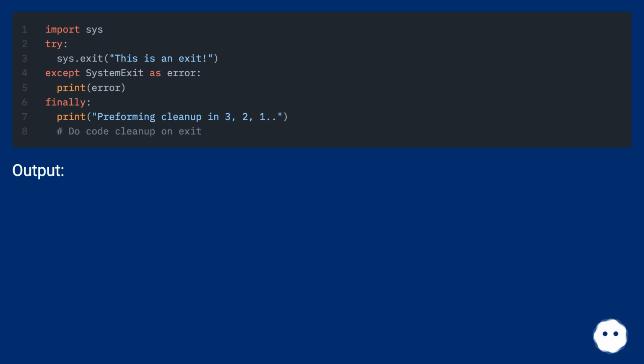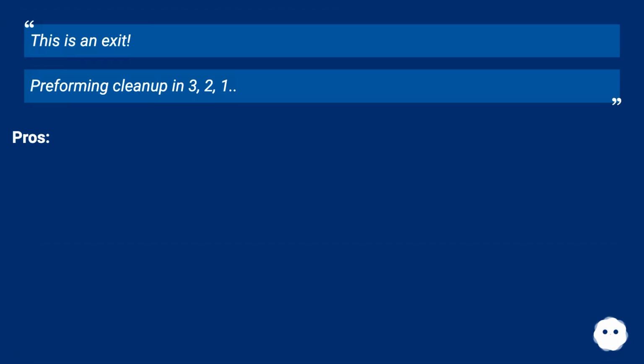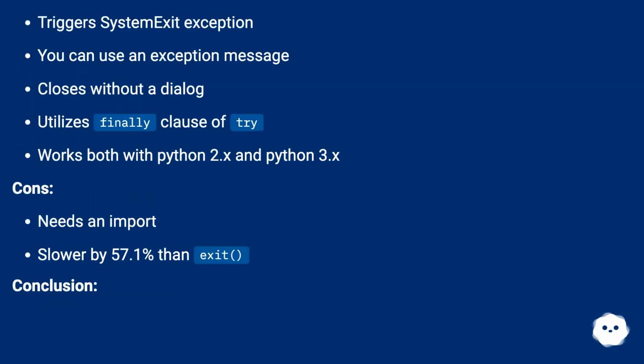Output: This is an exit, performing cleanup in 3, 2, 1. Pros: triggers SystemExit exception. You can use an exception message. Closes without a dialog. Utilizes finally clause of try. Works both with Python 2.x and Python 3.x. Cons: needs an import. Slower by 57.1% than exit.